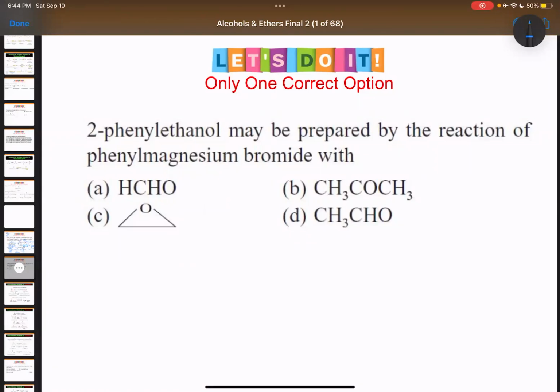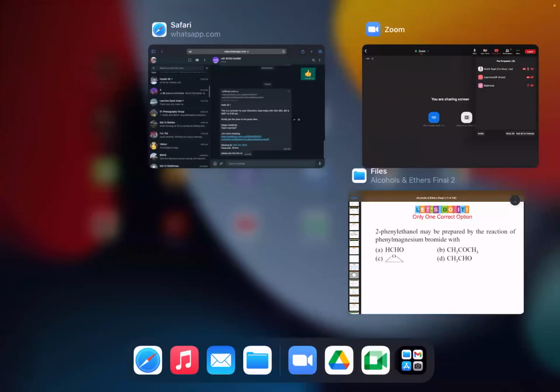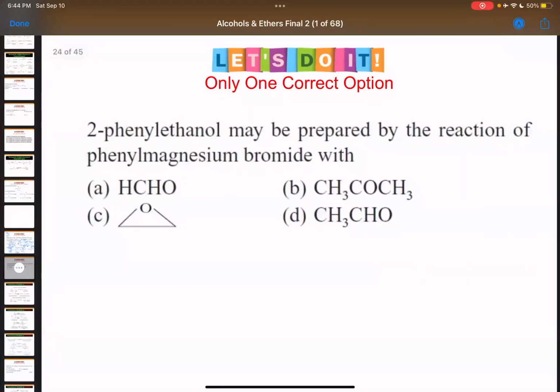This is also the same question. You can try it very quickly. 2-phenyl ethanol may be prepared. You can try it very quickly. 2-phenyl ethanol. Now they have given you the name instead of telling it in a general way.